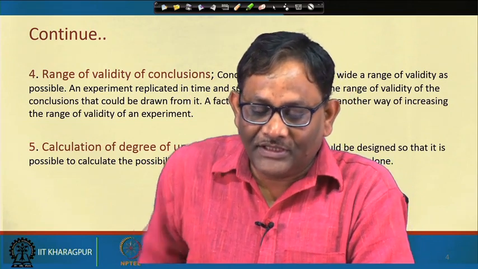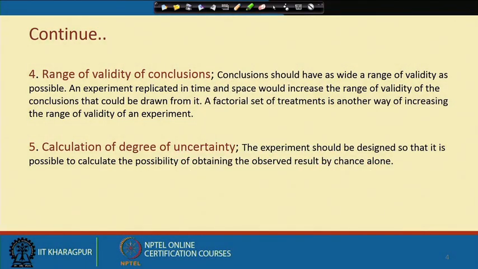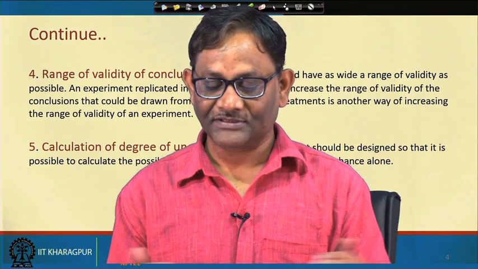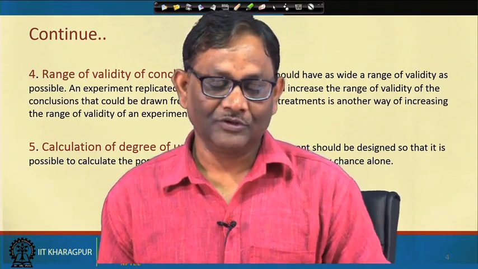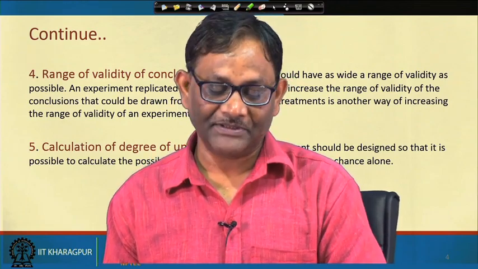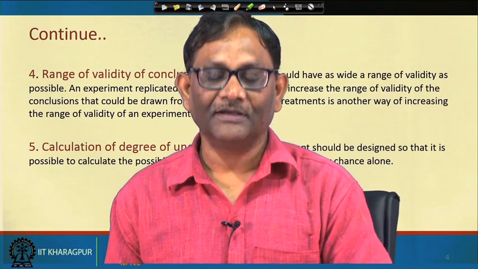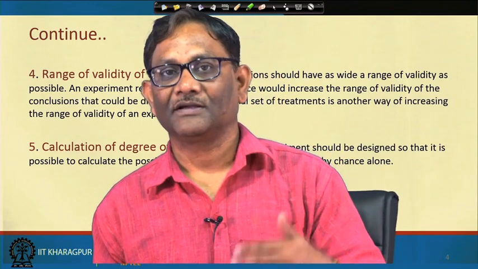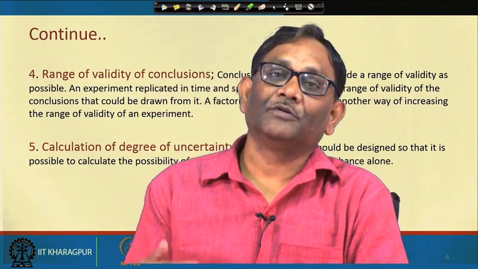Then, calculation of the degree of uncertainty. The experiment should be designed so that it is possible to calculate the possibility of obtaining the observed result by chance alone. You are then in a position to know what the uncertainty level is, so you will be able to calculate that uncertainty. At the same time, the uncertainty should be random only, it should not be a systematic uncertainty, or a systematic way of inducing such things.